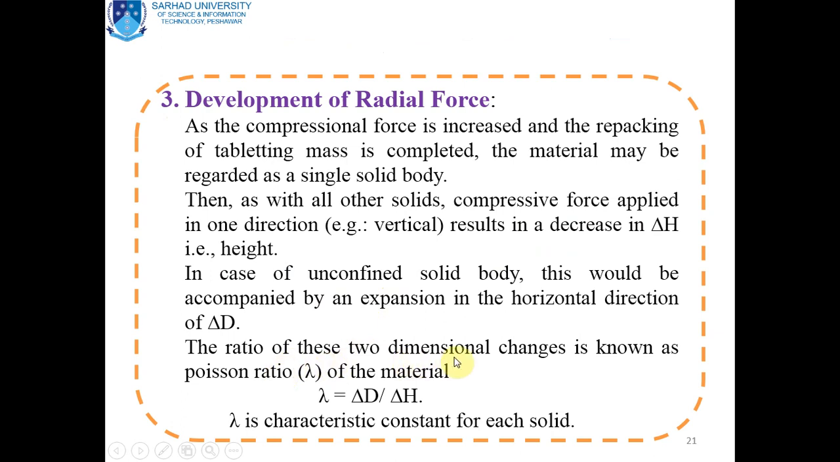The ratio of these two dimensional changes is known as the Poisson ratio, symbolized as lambda, of the material. Lambda is equal to delta D by delta H, where delta D is the change in the horizontal direction and delta H is the decrease in the vertical direction. And lambda is the characteristic constant for each solid.